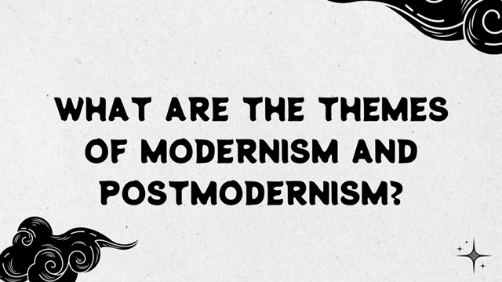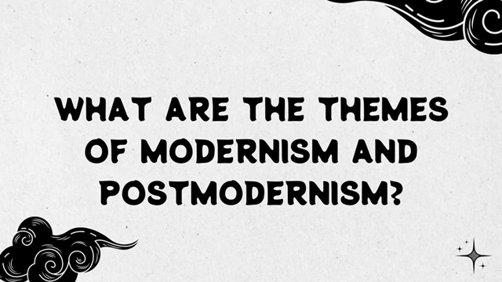So, what are the themes of modernism and postmodernism? The key difference between modernism and postmodernism in literature is that modernist authors deliberately broke away from traditional styles of writing and focused on the inner self and consciousness in their writings, whereas postmodernist writers deliberately use a mixture of earlier styles in their writings.